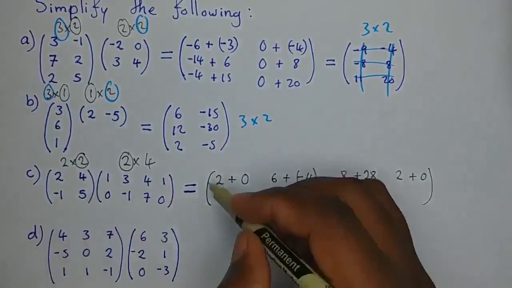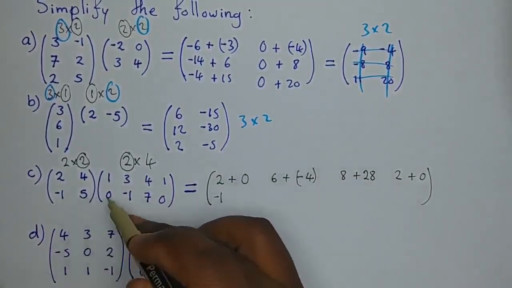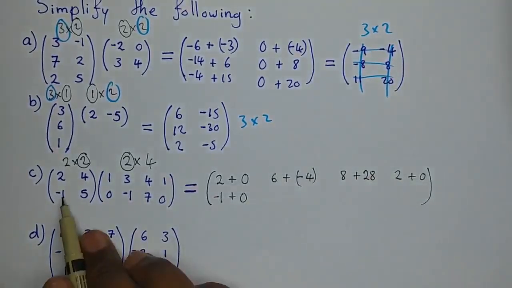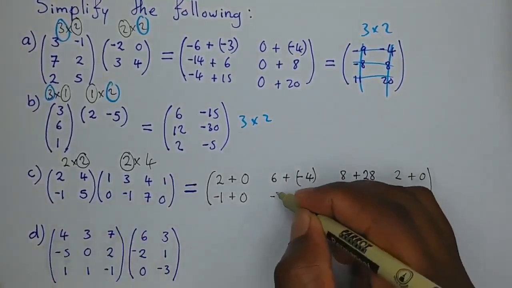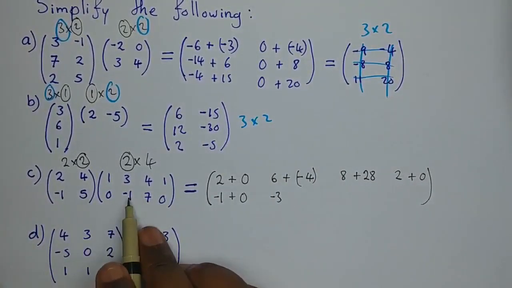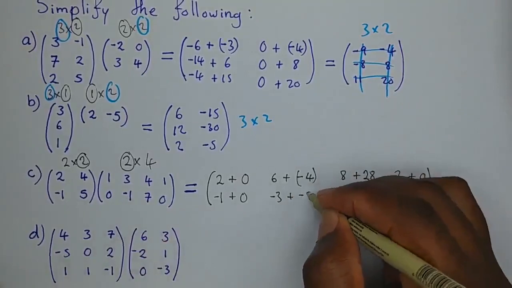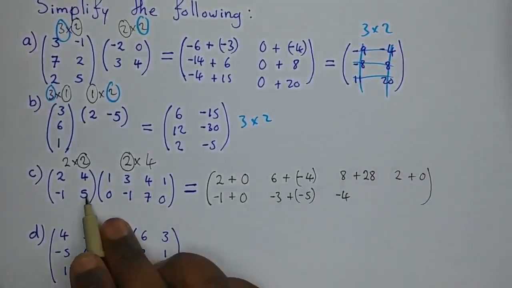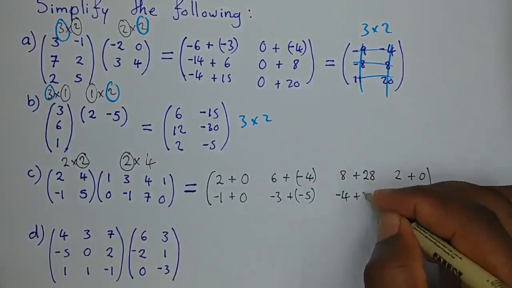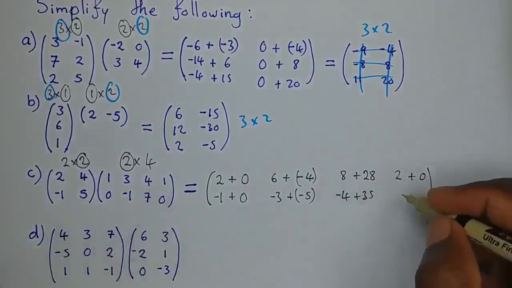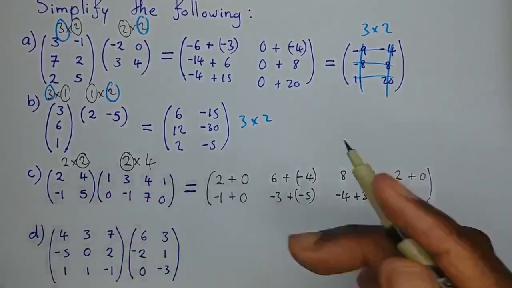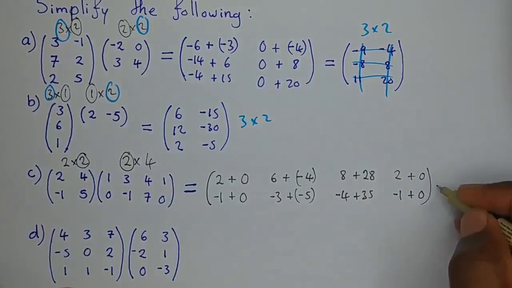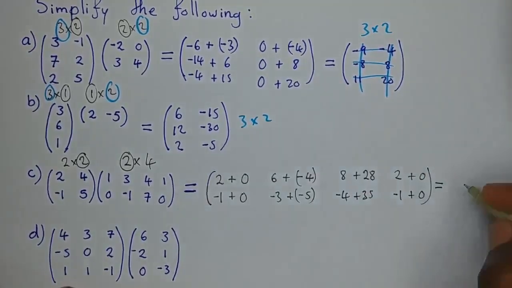-1 times 1 is -1. 5 and 0 will give us a 0, like that. -1 times 3 is -3. 5 and -1 will give us -5. -1 times 4 is -4. 5 times 7 will give us 35. -1 times 1 is -1. And 5 times that 0 that we have there, we just get 0, like that. Then it's just a matter of now adding everything that we have.